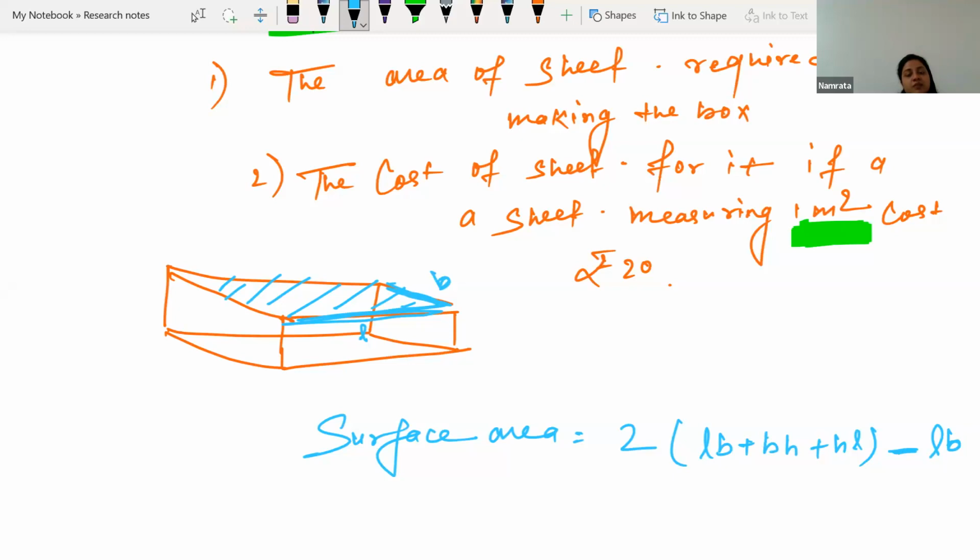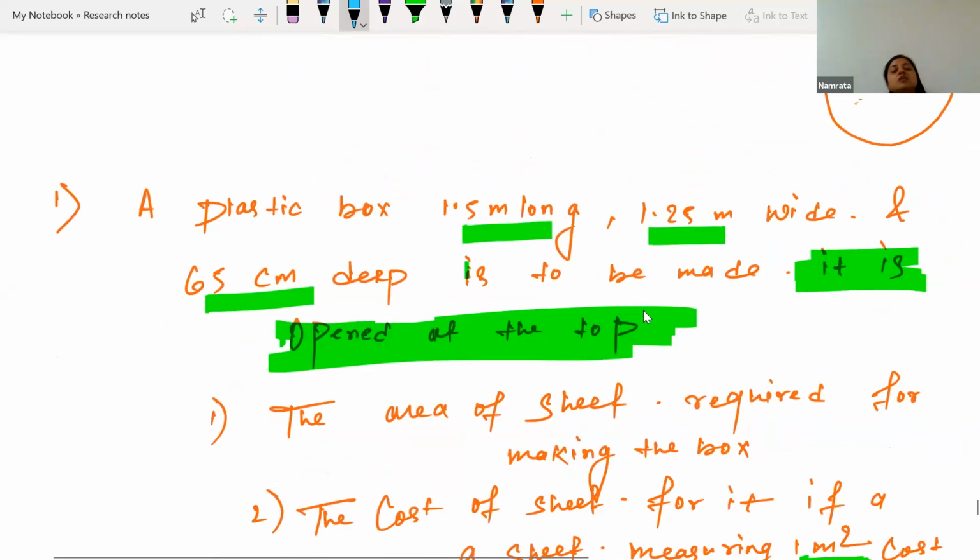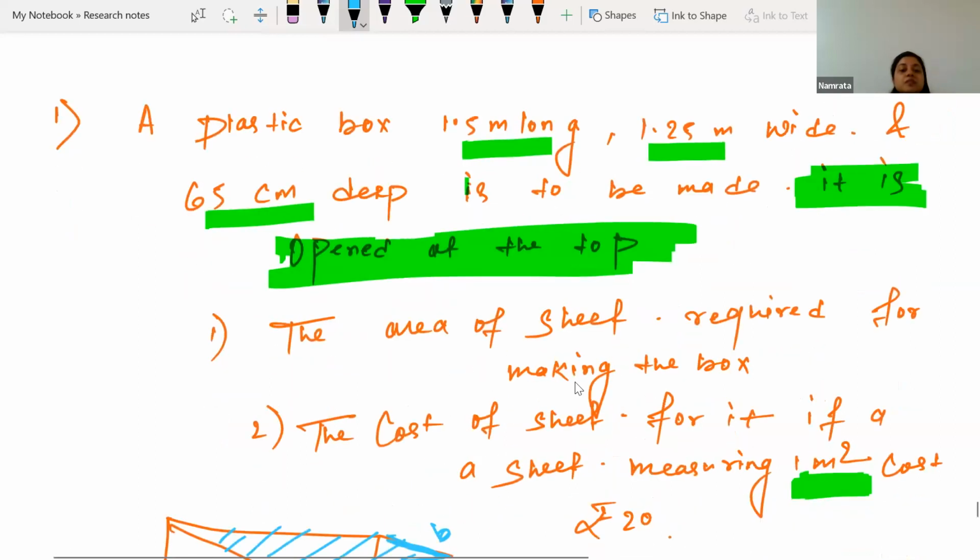Now let's see, are we having all the information in hand? Length, breadth, height? Yes, we do have. Units are not the same, but you will be able to make the units the same. Now, let's move to the second part. The second part says we have to calculate the cost of the sheet, if a sheet measuring 1 meter square costs rupees 20. The cost of 1 meter square of sheet is rupees 20.